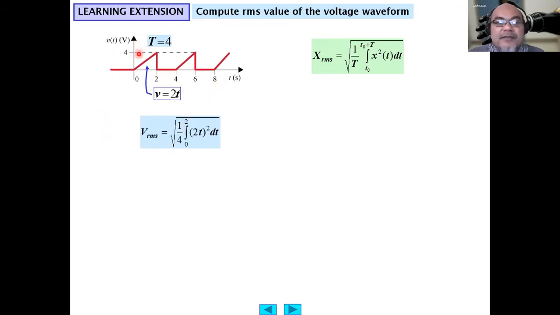So the VRMS will be equal to the square root of the mean: 1 over T integral from 0 until 2, 2t square, which is 4t square, giving 4 divided by 3 t cubed. From 0 to 2, and this is already divided by 2, so we obtain 8 over 3 volt.